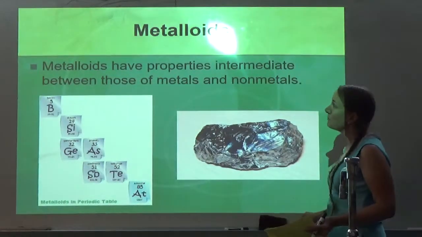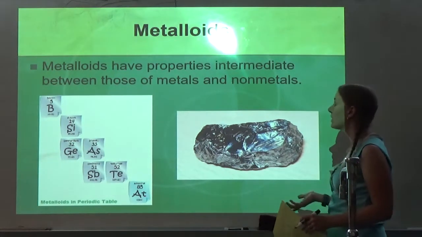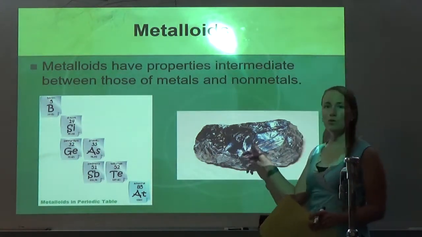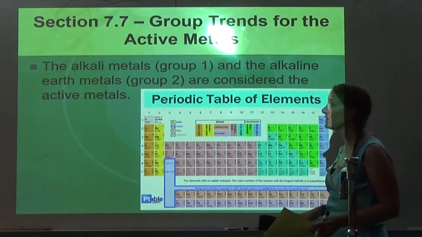Alright, so last is metalloids. Metalloids have properties intermediate between those of metals and nonmetals. So it might be shiny like a metal, but brittle like a nonmetal. And that is it for this video.